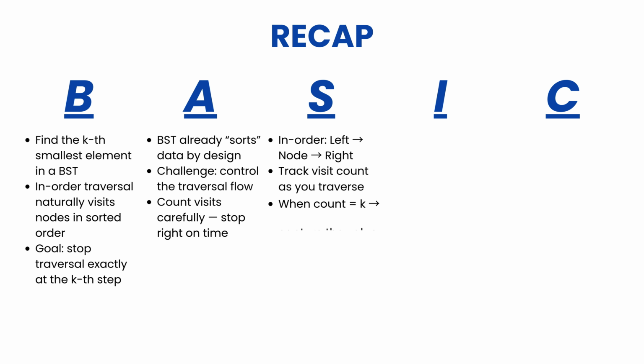We built the plan like this. Start an in-order traversal, move left first, visit the node, then move right. Keep a running counter of visited nodes. When the counter equals k, capture that value and stop traversing. That's the entire sorted order distilled into one clean recursive flow.